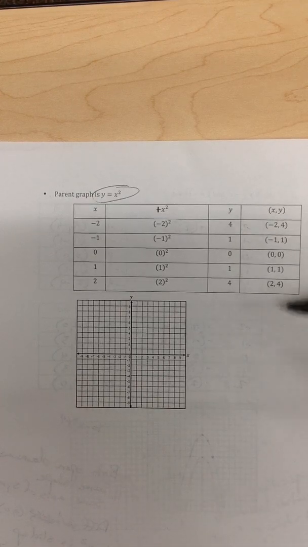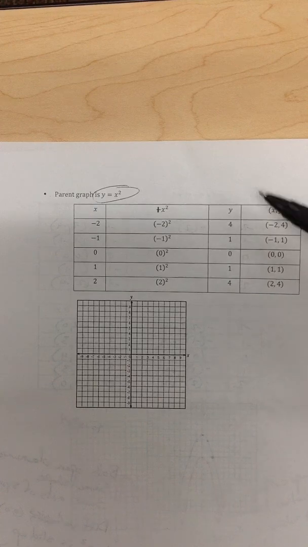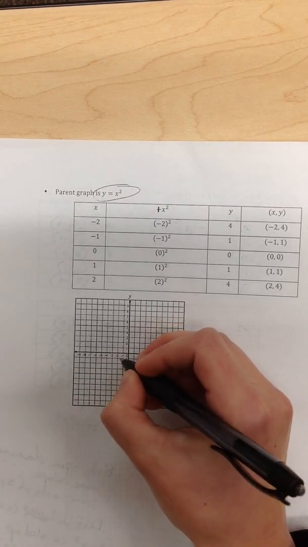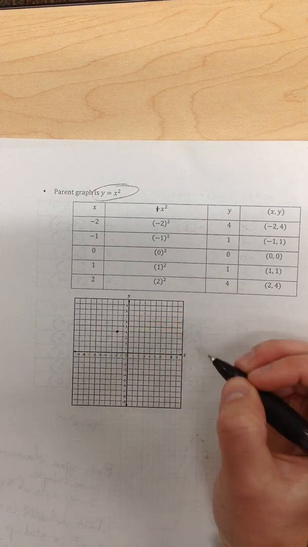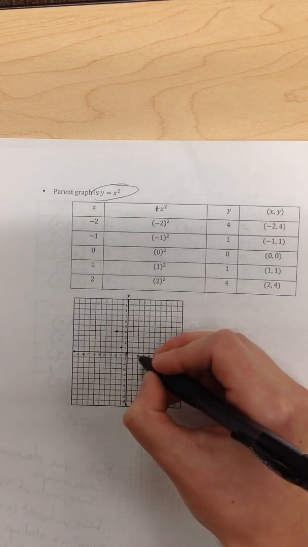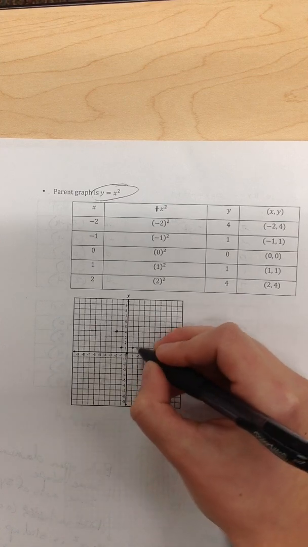So it's probably not a bad idea to have these ordered pairs already written in here. Because we use this one so much, it's probably not a bad idea just to have that one in your notes that says parent graph with it, because they make a lot of references to it. So we can graph it here as well, and it's going to use these ordered pairs here. So negative 2, positive 4. Negative 1, 1, 0, 0, 1, 1, and 2, 4.